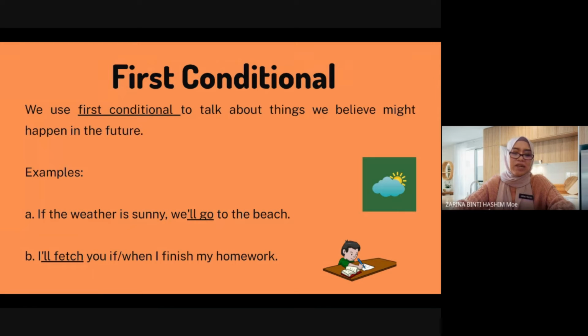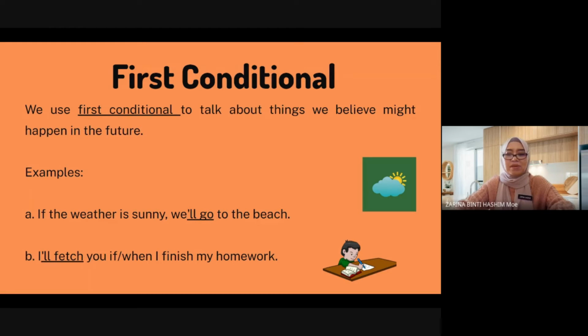So here again for B, I'll means I will here. After will, see the word fetch. Fetch is the original verb. No S, no ED, no ING. You remember that. So that is first conditional. By now you should be able to differentiate between zero and first conditional. Remember, zero conditional, there's no will. First conditional, there should be a will.